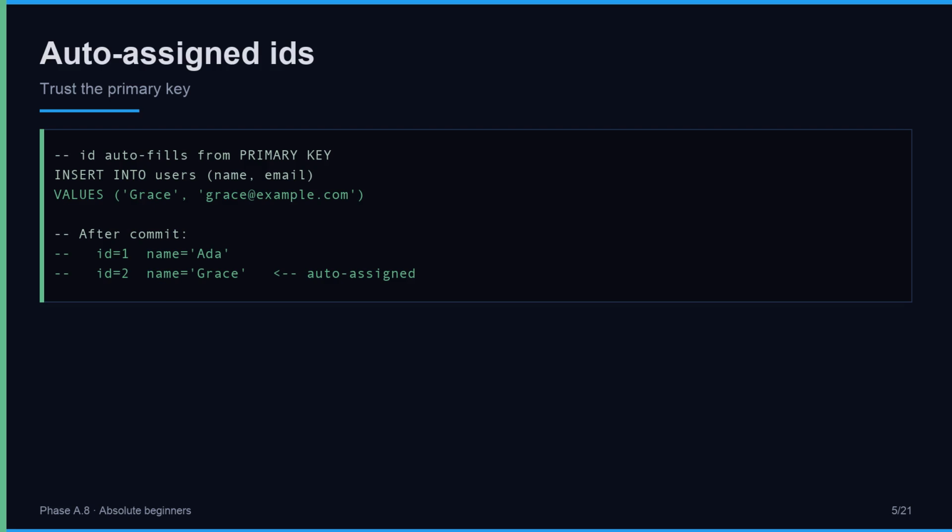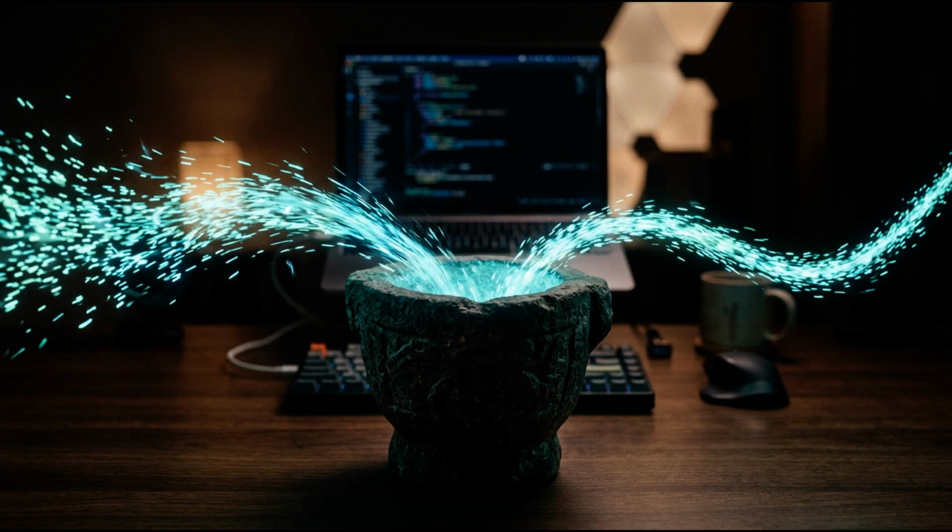Trust the primary key. Insert puts rows in. Select pulls rows out. The table breathes. Data flows through your code, and disk remembers it all. Data flows in and out.